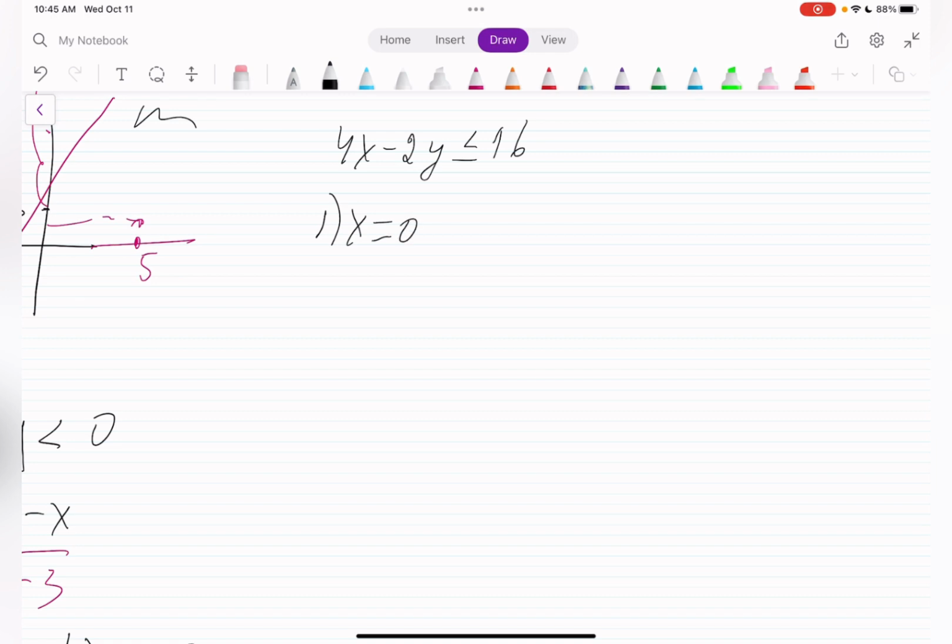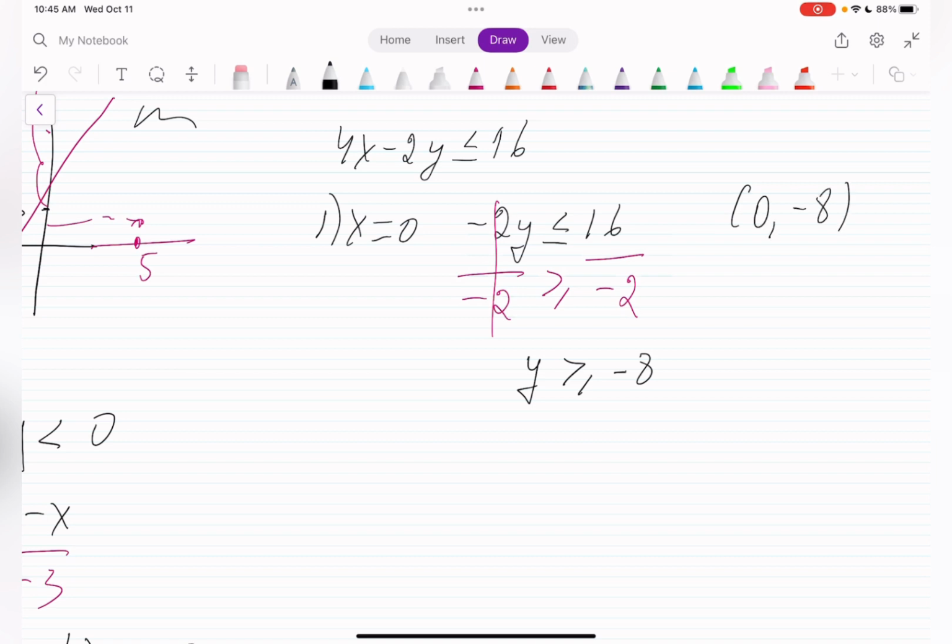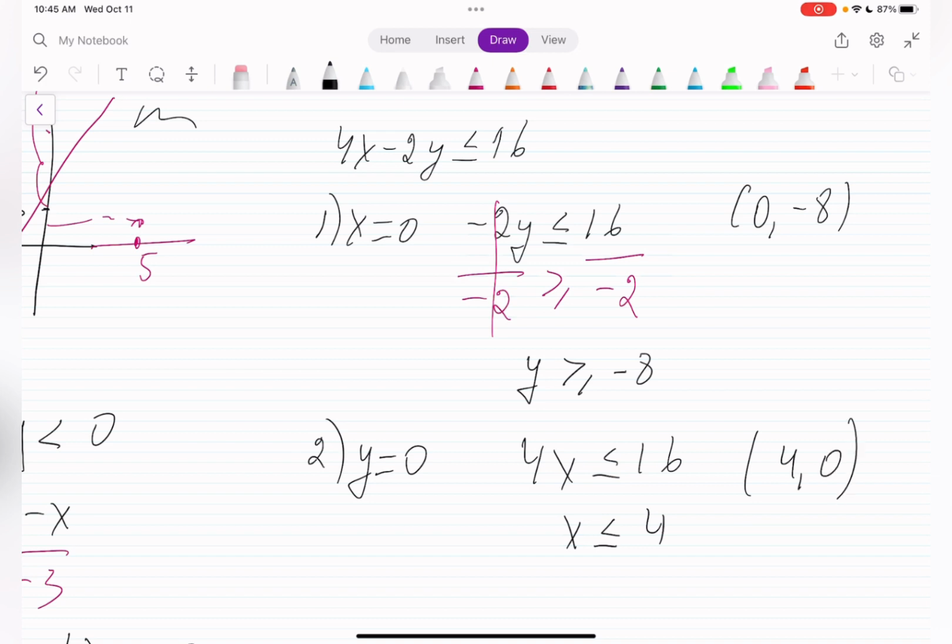x is equal to 0, negative 2y less than or equal to 16. Dividing by negative 2, this is flipping, and we are getting y is greater than or equal to negative 8. So 0, negative 8. And the second one, y is equal to 0. Let's find the x-intercept. It's going to be 4x less than or equal to 16 and x less than or equal to 4. So it's going to be 4 and 0. So we got 4 and 0, and 0, negative 8. Negative 8 is y, 4 is x.